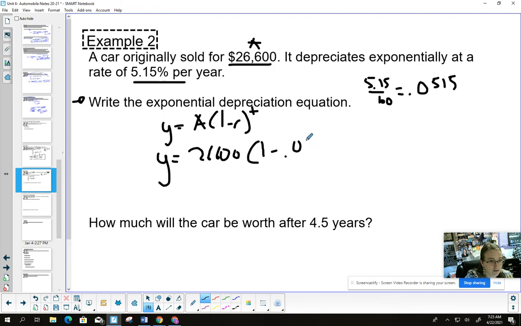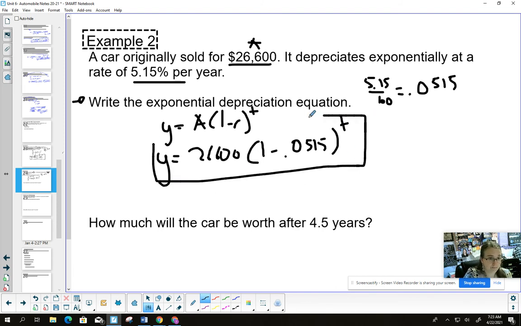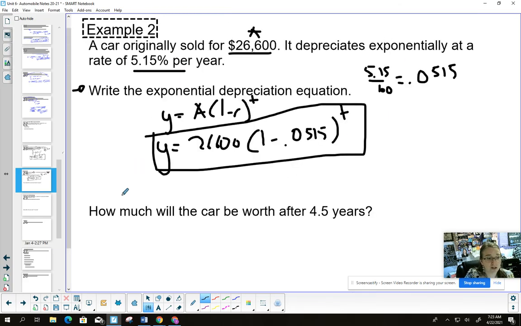0.0515. So 0.0515, and then just make sure, because I will trick you on this on the test. If you do not have that t there, it's wrong. So make sure you write the t, because this is our formula we can now use to predict the future by plugging into t. So you need to write the t if they say write the equation. And that's what we're going to do in this next question.